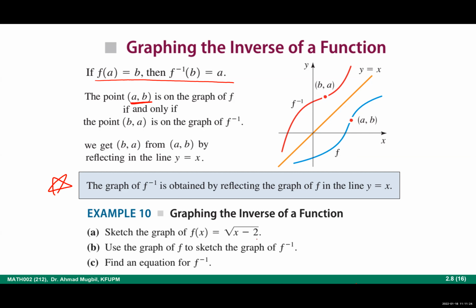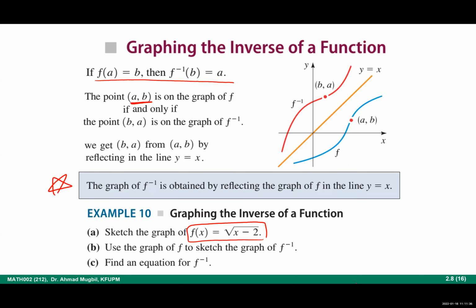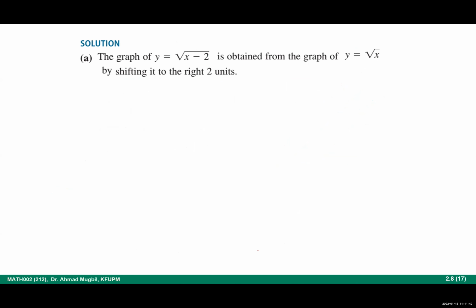Part A, sketch the graph of this function. So easy. It is square root of x shifted 2 units to the right. You are right. Now, part B, use this graph to sketch the graph of the inverse without finding the inverse. How can you obtain the graph of the inverse without knowing what the inverse is?